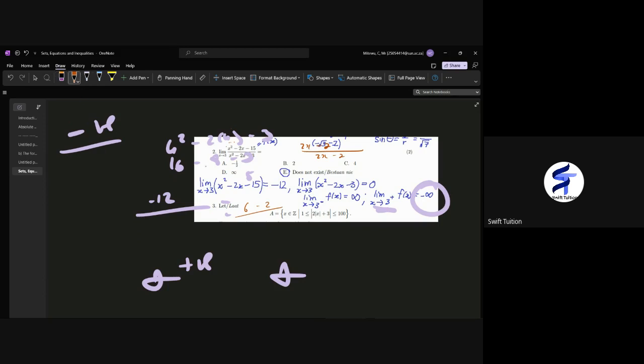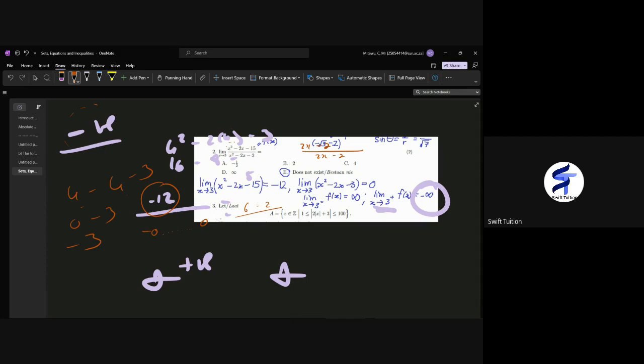So let me try and plug in a number from the left-hand side of 3. So a number like 2. That's going to be 2 squared, which is 4, minus 2 times 2, which is 4 as well. 4 minus 4 is 0. 0 minus 3 is equal to negative 3. So that's going to be a negative number. So you're dividing negative 12 by a really, really small negative number, right?